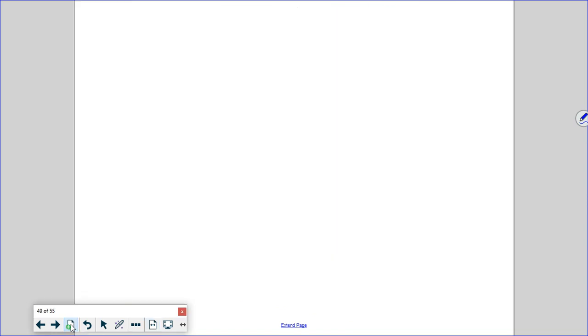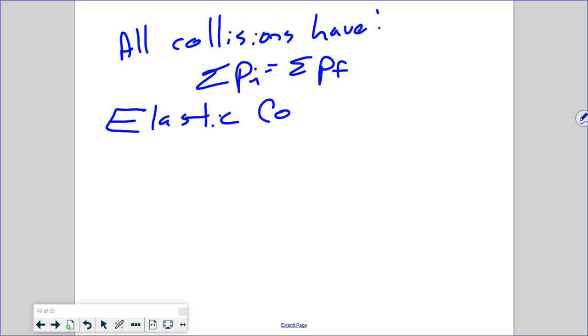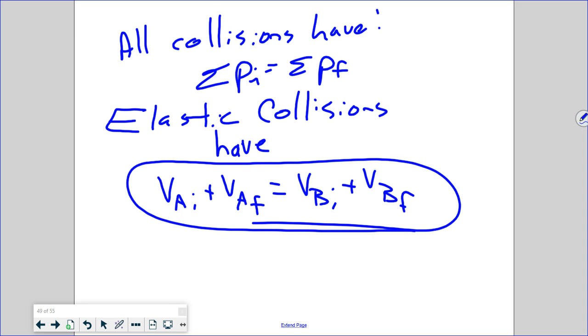Let's summarize. All collisions have total momentum before the collision equals total momentum after the collision. Elastic collisions, only elastic collisions, have this weird, but I shouldn't say meaningless, result that if you take the initial velocity and final velocity for each object and add them up, they are equal. Cool.